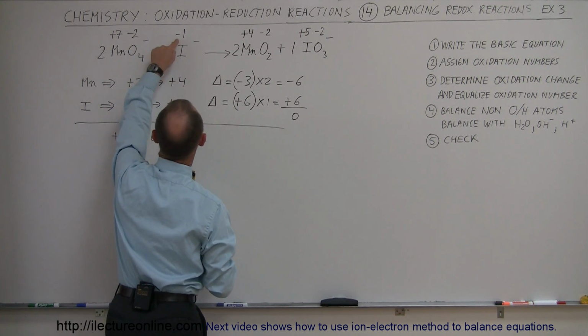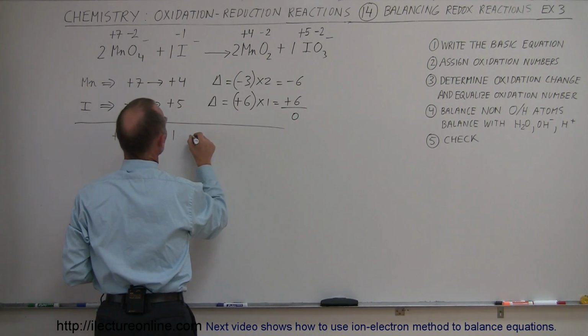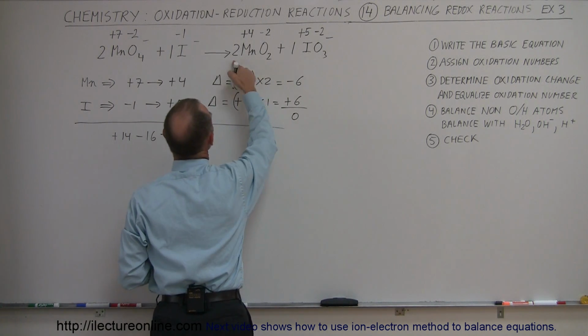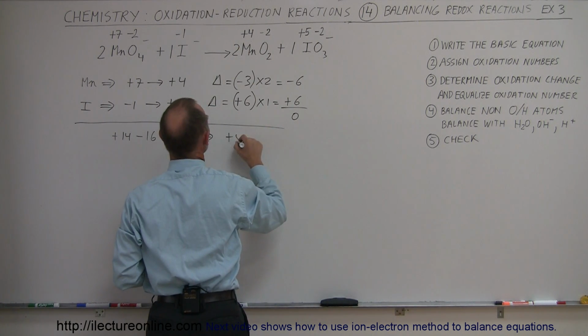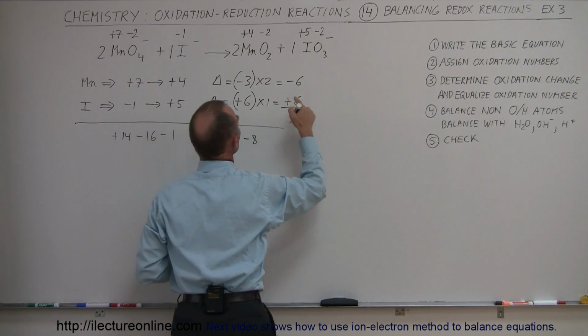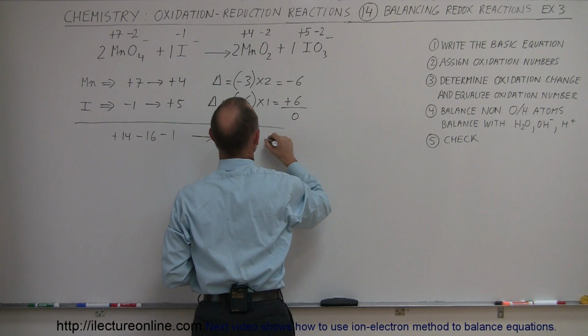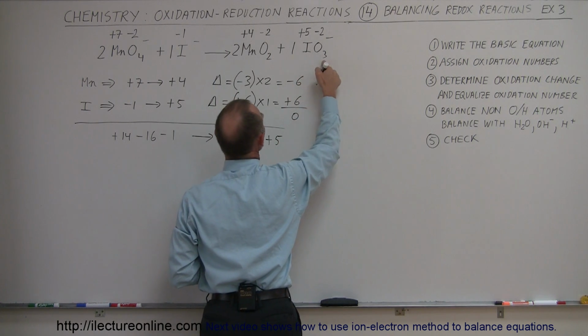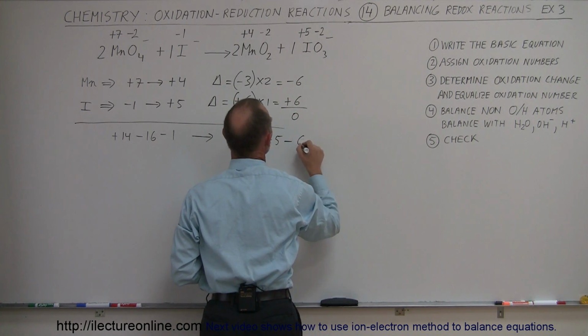Here we have 1 times a minus 1. And on the other side of the equation, we have 2 times 4, which is 8, plus 8. 2 times 2 is 4, times the minus 2 is minus 8. Here we have 1 times 5, that's plus 5. And we have 3 times a negative 2 is a minus 6.